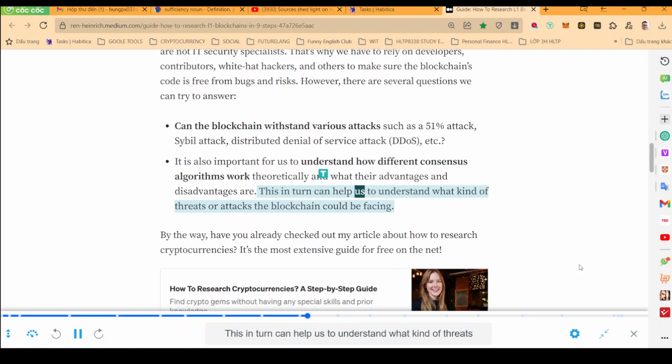This in turn can help us to understand what kind of threats or attacks the blockchain could be facing.